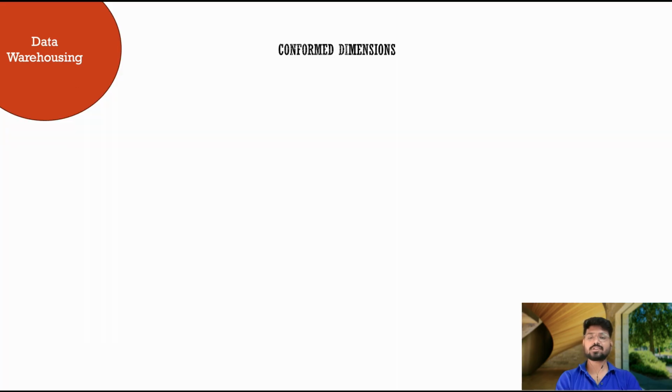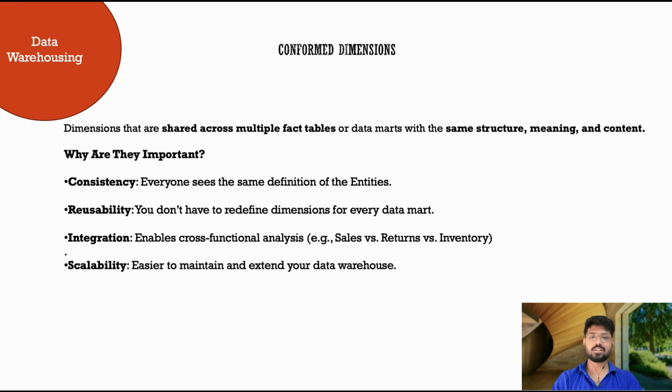Moving forward, let's first talk about what conformed dimensions are. Conformed dimensions are the dimensions that have the same structure, meaning, and content everywhere. So why are they important? They bring consistency to your data model. They are reusable, they enable cross-functional analysis and scalability, they are easier to maintain, and they are extendable as well.